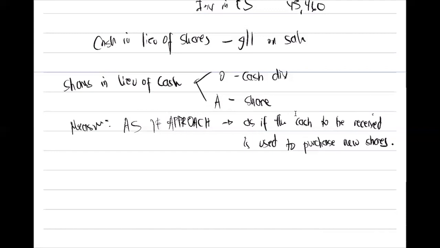Okay, so how do we measure it? So the measurement actually lies in this particular priority. So what is the priority? First, the fair value of the shares.